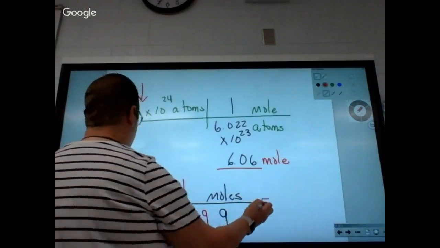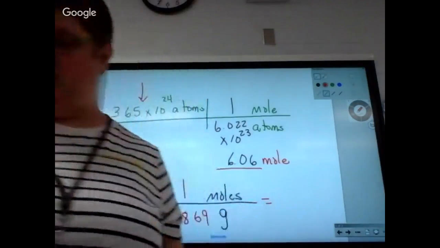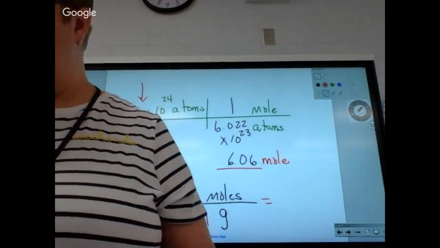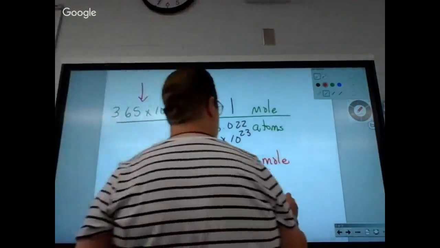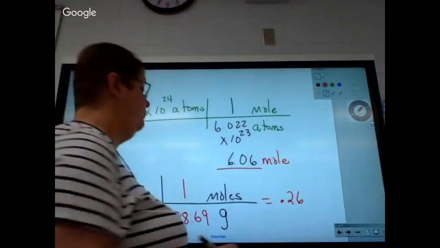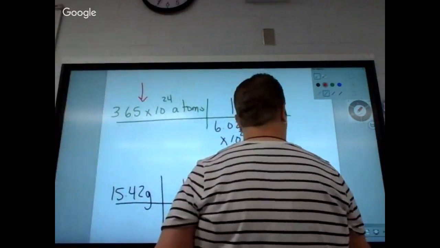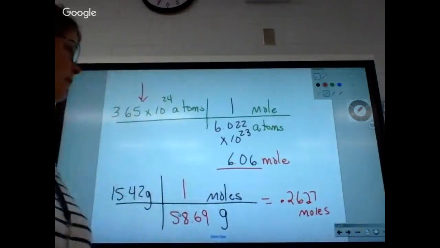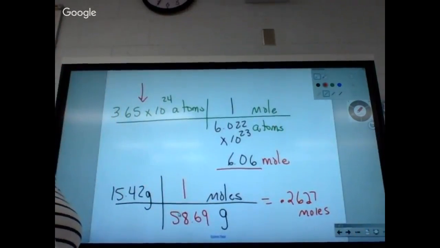Now, 15.42 divided by 58.69 is 0.2627 moles. Questions?